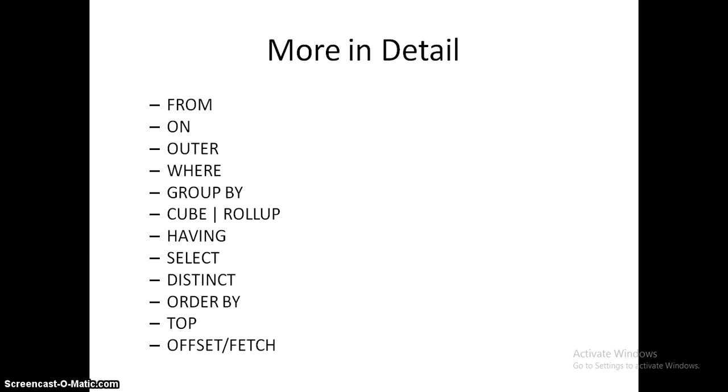Based on the sorted data, it will fetch the top records, top 5 or top 10 records, after the ORDER BY execution. At last, OFFSET or FETCH: how many records do we need? Are we fetching 20 records or 30 records? Like this. So this is the more detailed query processing order in SQL Server.